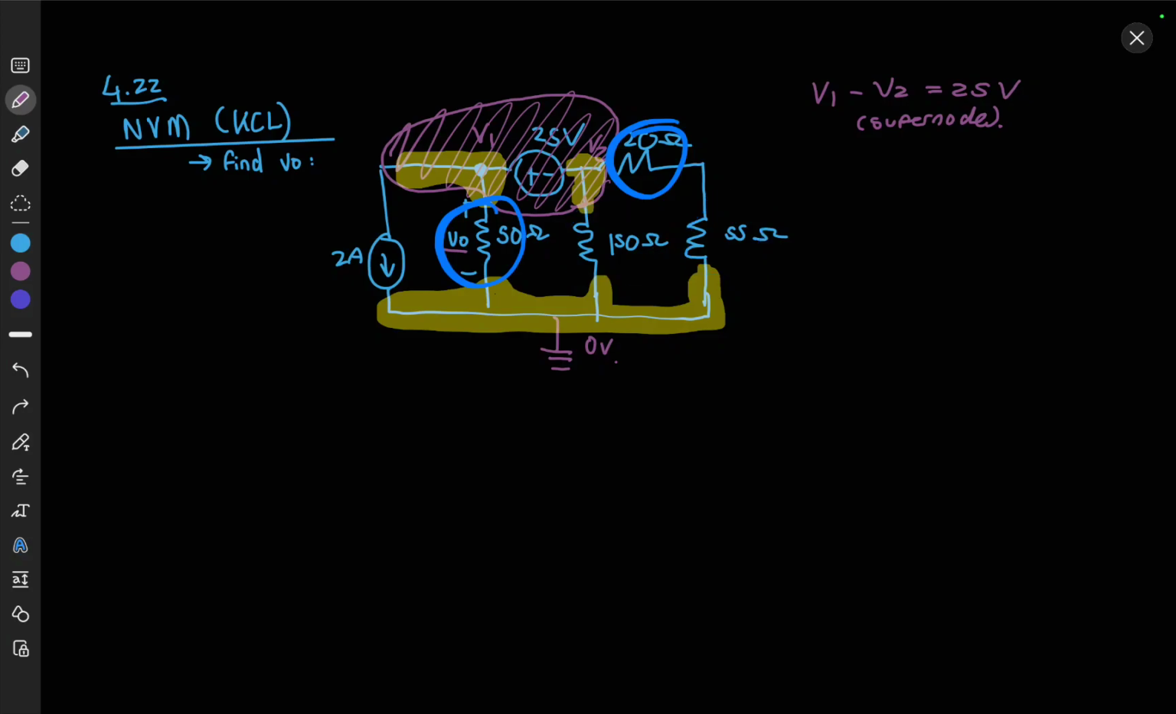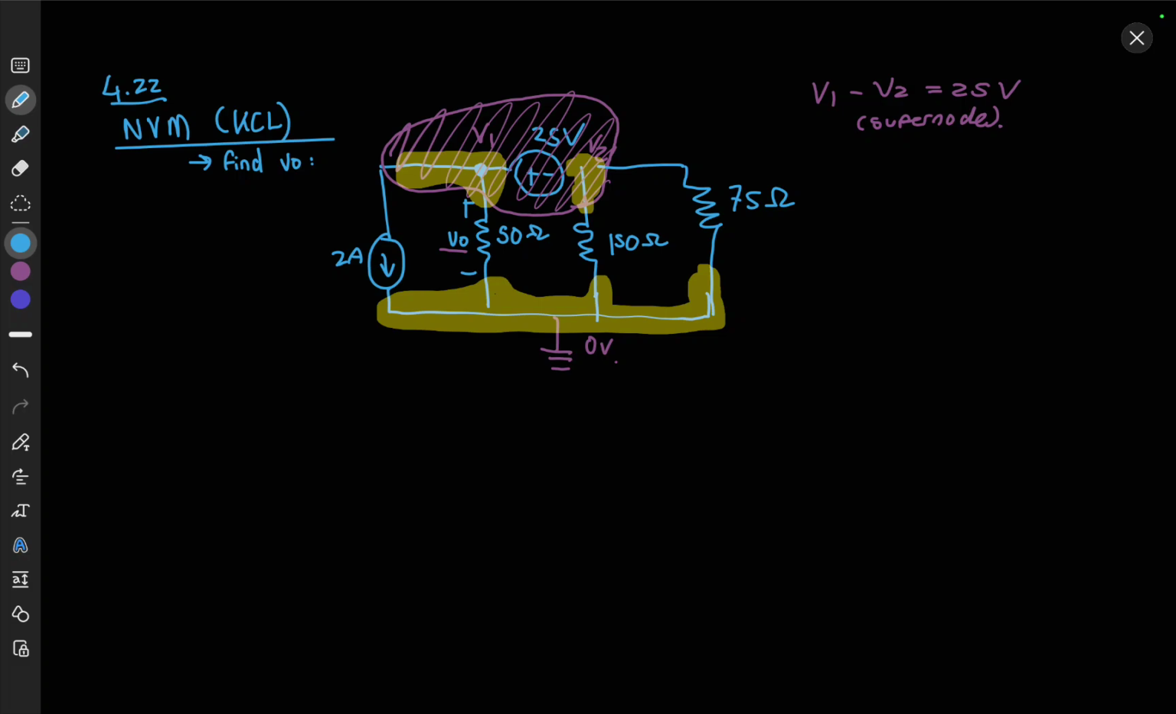But what I see here is I'm just going to combine these two into one resistor because they're in series. It's going to make things simpler for me. So let me just do that real quick. This is going to be 20 plus 55, which is 75 ohms. So now we just have 3 resistors to deal with.